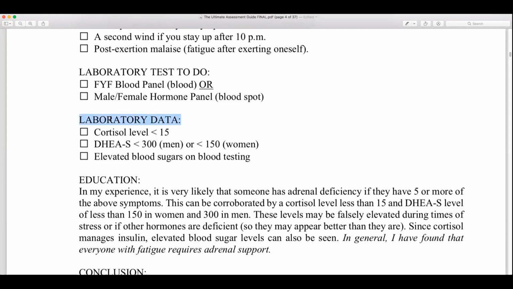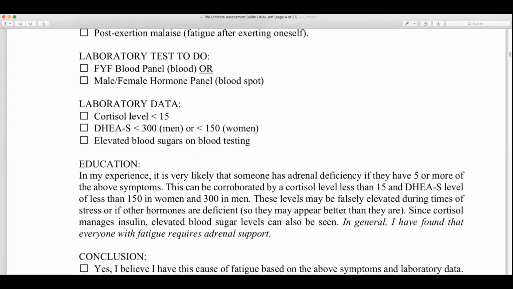And then this is the laboratory data interpretation. If you've got a morning cortisol level before 9 a.m. of less than 15, you mark this box. If you have DHEA less than 150 in women or less than 300 in men, you mark this box. And if you have elevated blood sugars on blood testing, you mark this box.